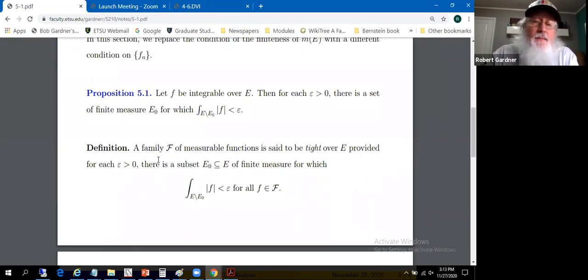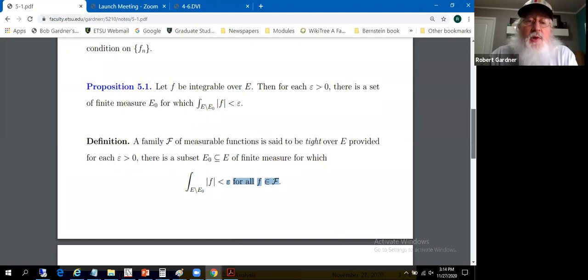And the formal definition is a family, calligraphy F, of measurable functions is said to be tight over set E, provided for every epsilon greater than 0, there's a subset, E sub 0, subset of set E, of finite measure. All right, so we're throwing out a set of finite measure effectively, for which the integral over E set minus E sub 0 absolute value of f is less than epsilon for all functions in that family. So I'd call this uniformly tight or something like that if I were me, which I am, because of this for all idea. So there's something related to uniformness in this.